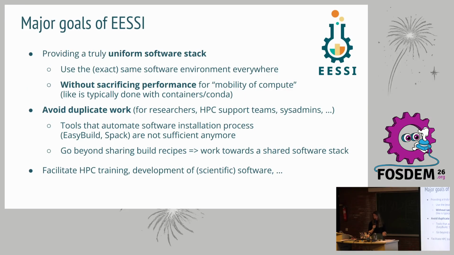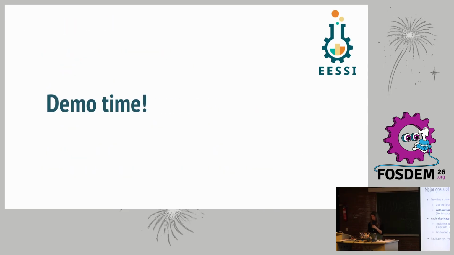And to avoid duplicate work, because we are all in this together, we are researchers, we are users, we are user support, we are system administrators, having to install the exact same thing everywhere in Europe is just not practical. So we have tools like EasyBuild and Spack that help us do that, but at some point it's not enough, because you can share your EasyBuild recipe with somebody and it just won't work for them. So we are not just sharing how to build the software, we are sharing the binaries directly, and we are all working together on a shared software stack. This way we facilitate HPC training and development of scientific software, but more on that later.